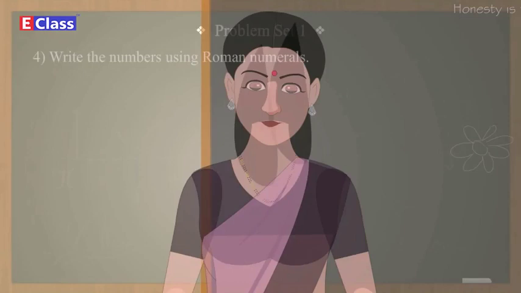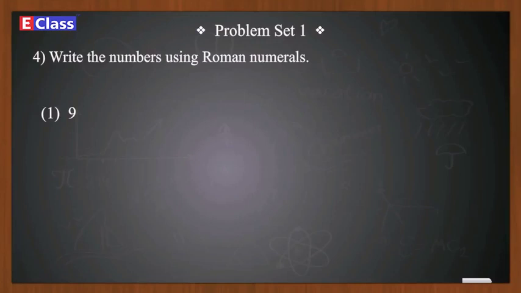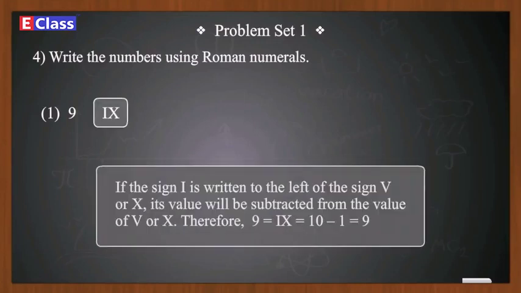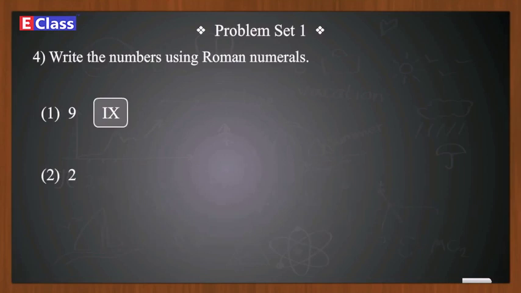4. Write the numbers using Roman numerals. 1. 9. IX. If the sign I is written to the left of the sign V or X, its value will be subtracted from the value of V or X. Therefore, 9 is equal to IX, which is equal to 10 minus 1, which is equal to 9. 2.